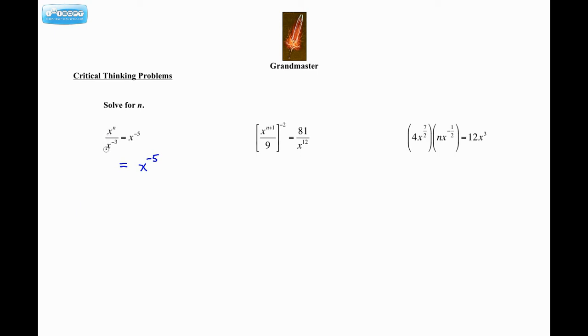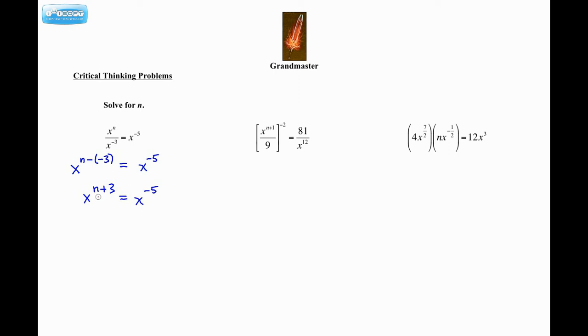When you're dividing powers of the same base, remember you get to subtract the exponents. So this is just x to the n minus negative 3. So watch your minus signs. Well, n minus negative 3, that's the same as n plus 3. Now, we don't care what x is. From this point, x could be anything.